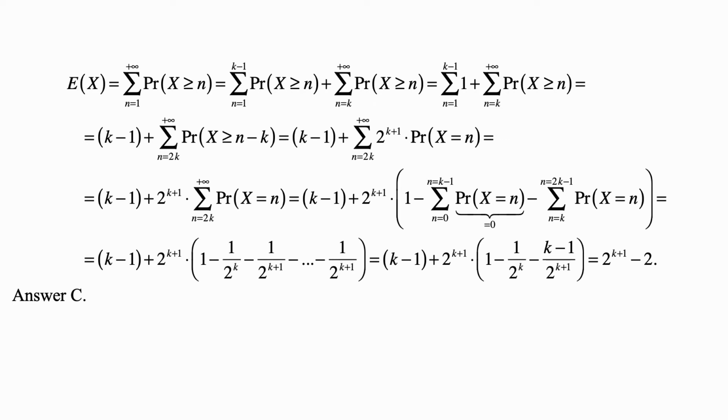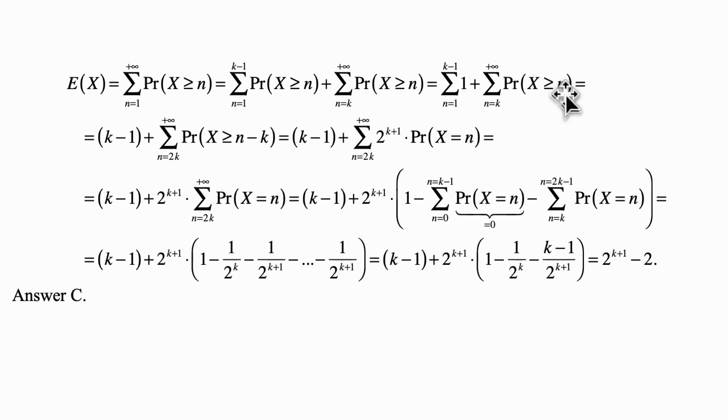So that's the sum from n equal 1 to k minus 1 of 1, plus the sum of probabilities from n equal to k to plus infinity of the probability that x is greater than or equal to n. So that's equal to k minus 1, the first sum here, plus, and then we rearrange this summation here.